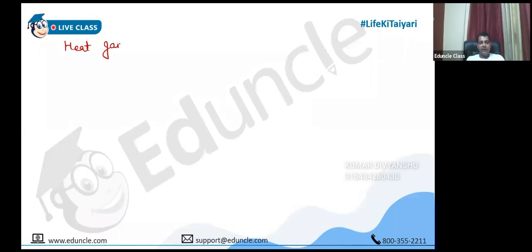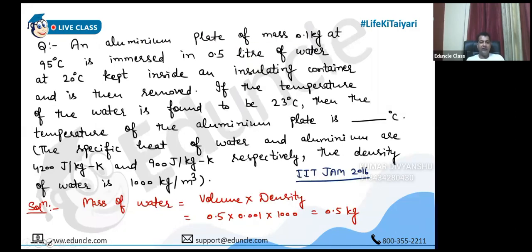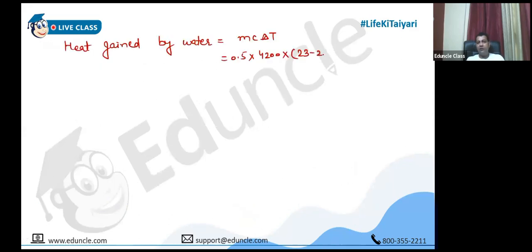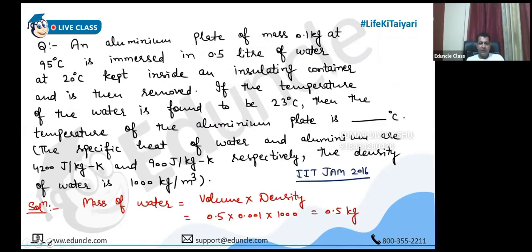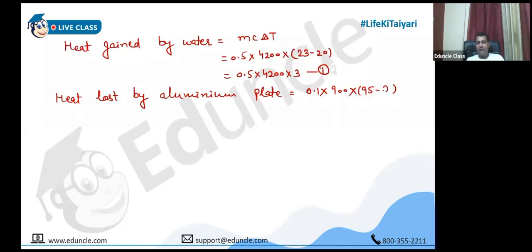So heat gained by water. Mass is 0.5. C is 4200. Temperature 20. So I can directly take the difference of 23 and 20, na? Because the difference will remain same whether we take it in Kelvin or Celsius. So let us keep this as such. Heat lost by aluminium plate: 0.1 into 900, and its temperature changes from 95 to 23. No, this we have to find. Let us assume it becomes theta.